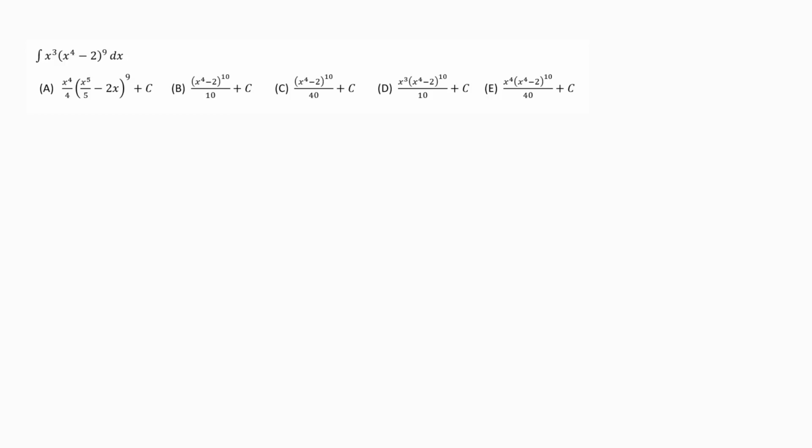This example is asking us to find the antiderivative of this equation here, x cubed times the quantity x to the fourth minus 2 to the ninth. When you look at an antiderivative problem, the great thing about antiderivatives, integrals compared to derivatives, is there's far less rules for you to have to worry about. So really when you look down at the problem, you've got kind of three options.